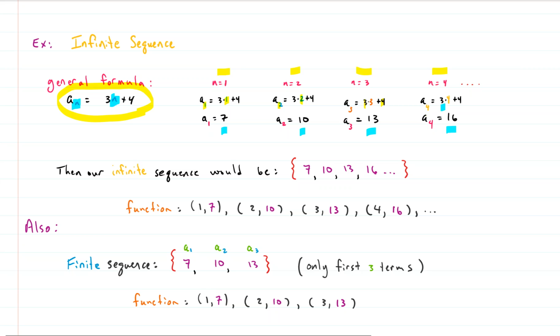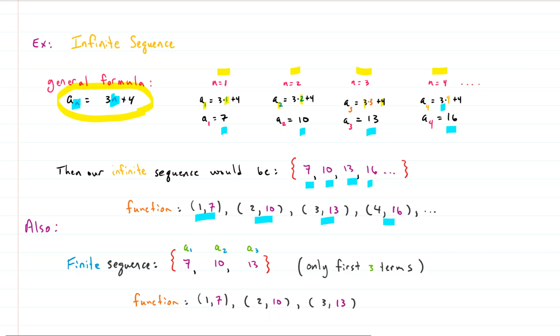Our first 4 terms of this infinite sequence then would be, curly brackets of course, 7, 10, 13, 16, and it would just keep going. And the functional form of that, we would add the domain. We would add the x. So we have kind of like an ordered pair for each of these. 1, 7, 2, 10, 3, 13, 4, 16.